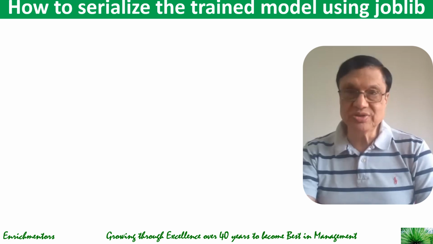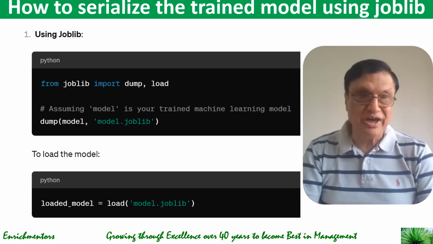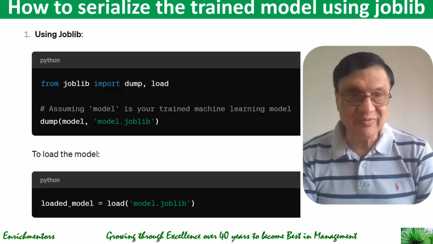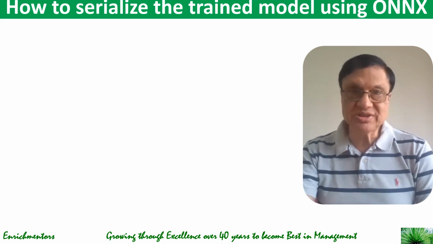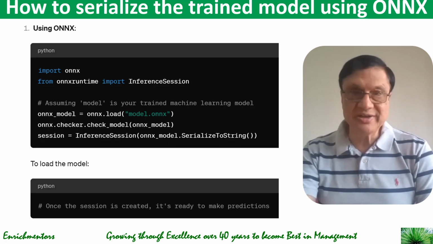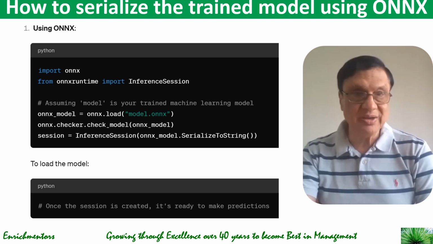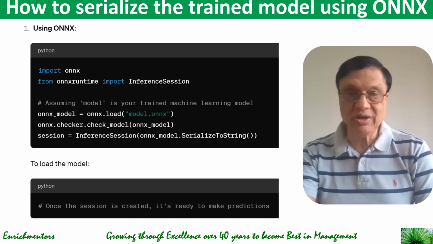Similarly, how do you do it using Joblib? Again, it's a matter of writing a few commands as you see here, which are very clearly mentioned. Then look at ONNX. How can you serialize a trained model using ONNX? Again, it's a matter of a few commands that you see here: importing ONNX, then importing the inference session, and then assuming the model is your trained machine learning model, you set the ONNX model equal to ONNX load of that model, and then go forward as illustrated here.